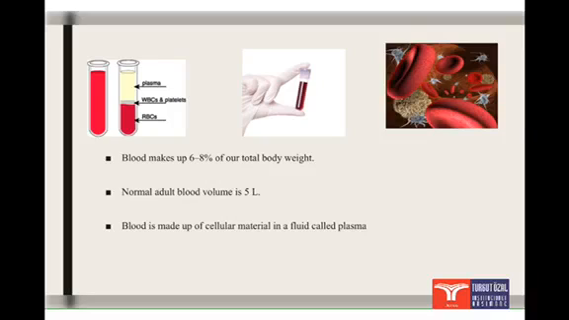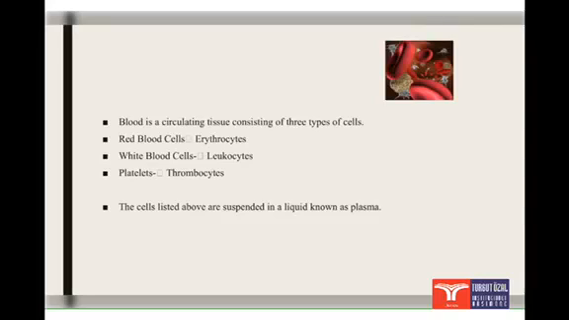Blood is made up of cellular material in a fluid called plasma. Blood is a circulating tissue consisting of 3 types of cells: red blood cells, known as erythrocytes, white blood cells, known as leukocytes, and platelets, known as thrombocytes. The cells listed above are suspended in a liquid known as plasma.